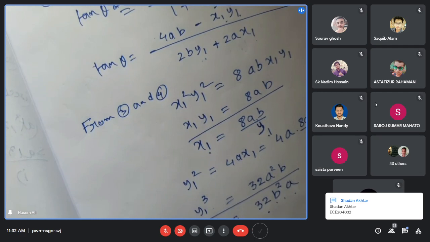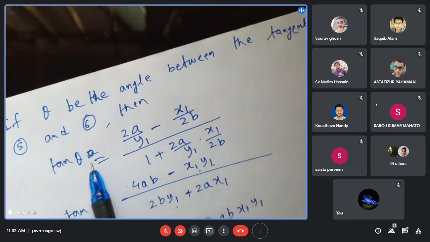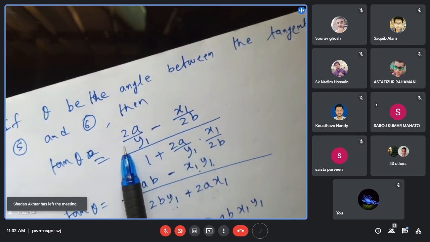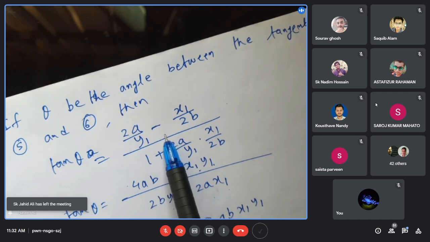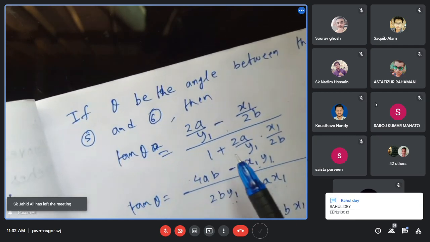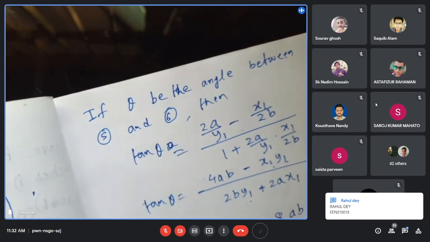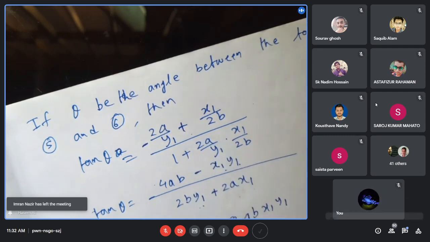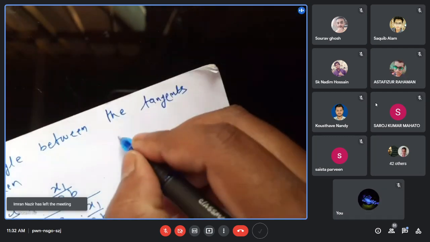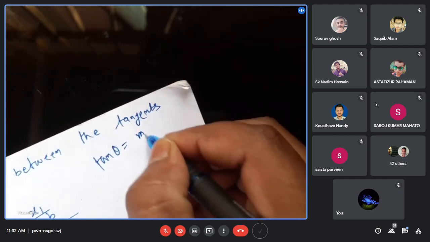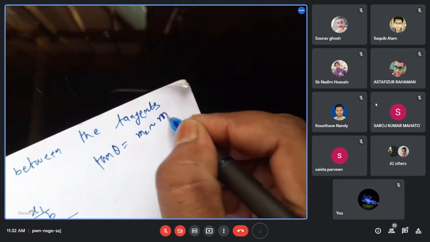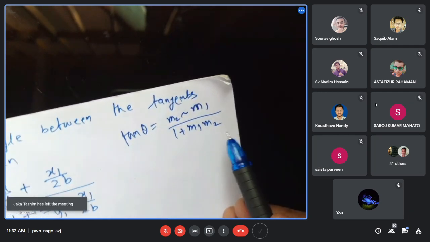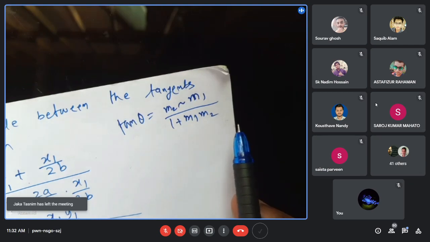Therefore tan theta equals 2a by y1 minus x1 by 2ab. Here we have written m2 minus m1, or it can be written as m1 minus m2, so actually this is the mod. The actual formula is tan theta equals m2 minus m1 by 1 plus m1 m2.